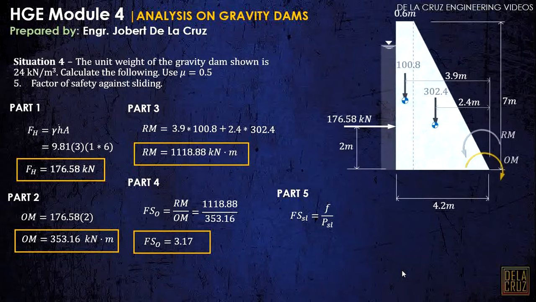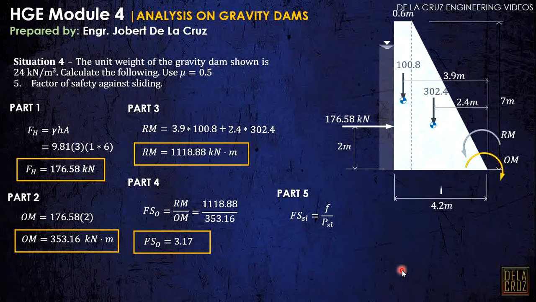Okay, so let me just go back. Of course, that friction, we should account this RY. So, RY here is just, klaro na dito, 100.8 and 302.4 lang. Okay? Equate lang natin. Ito yung frictional force natin. That is mu RY. So, mu RY over this one, this PSL is just the hydrostatic force natin.